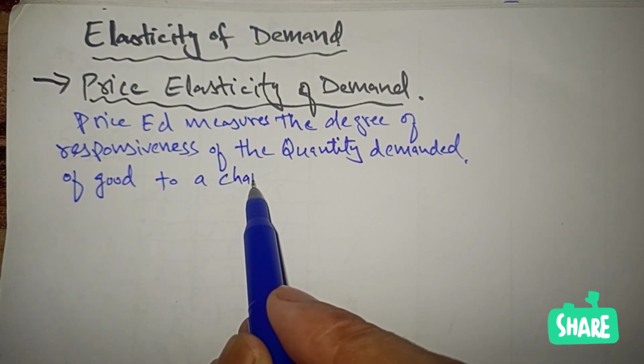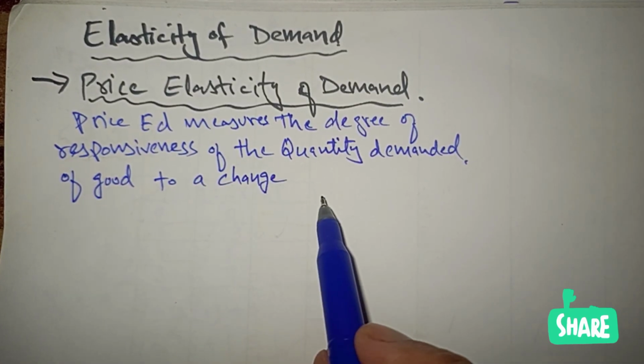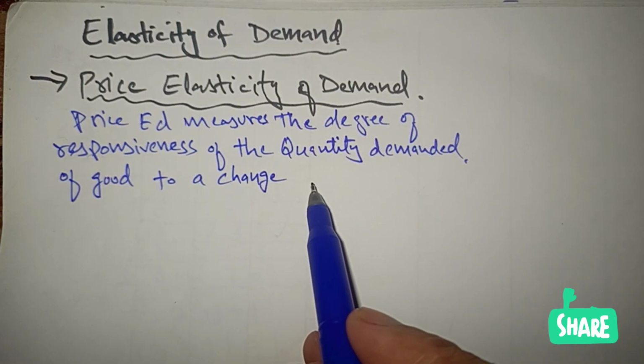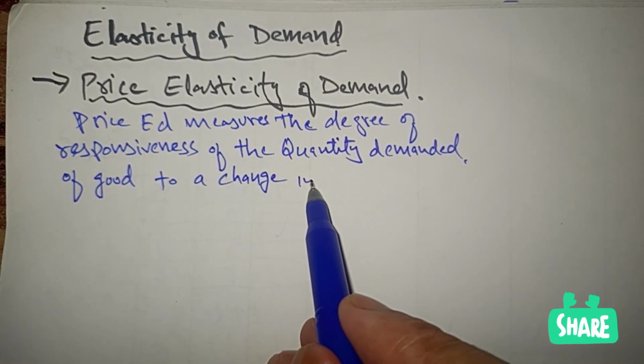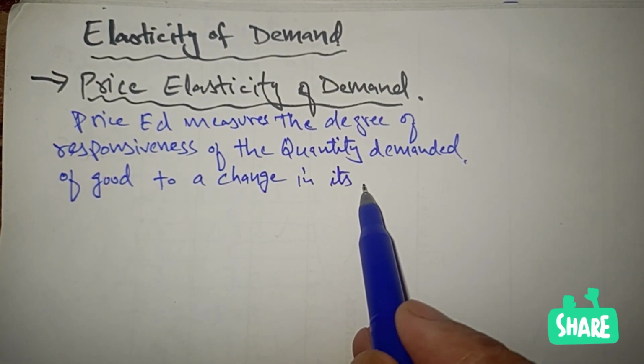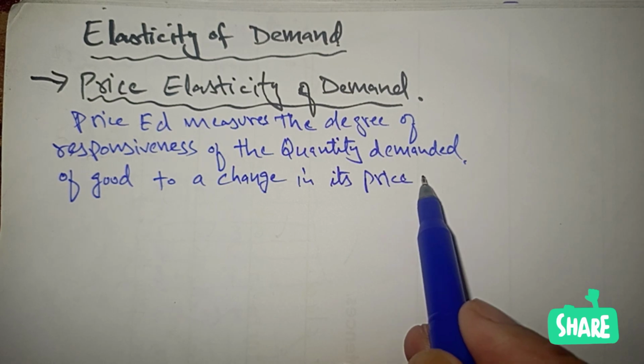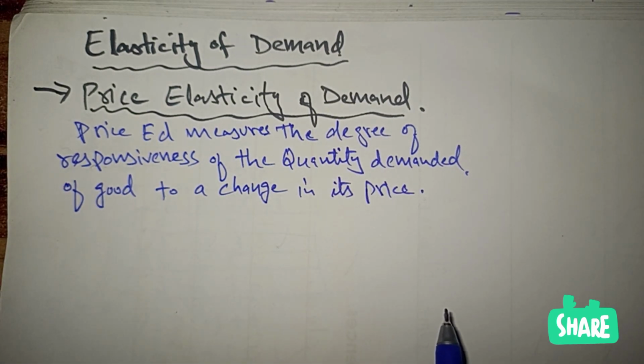Economists measure the responsiveness of the quantity demanded of a good to a change in price by the concept of price elasticity of demand, or sometimes simply called elasticity of demand.